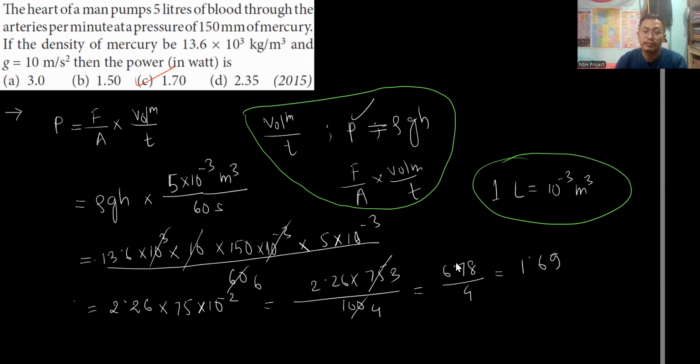150 mm of mercury. The pressure is given by the height of the mercury column. The pressure formula is rho g h, where rho is the density of mercury, g is the acceleration due to gravity, and h is the height of the mercury column.